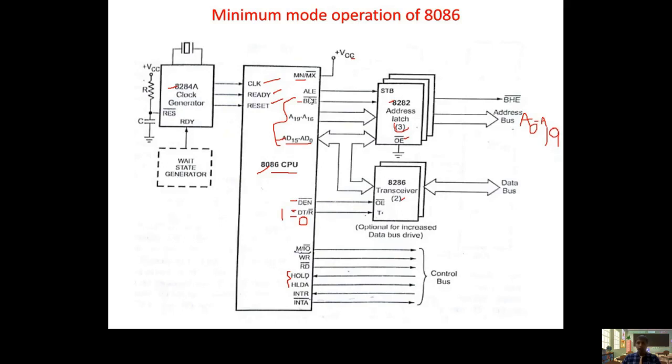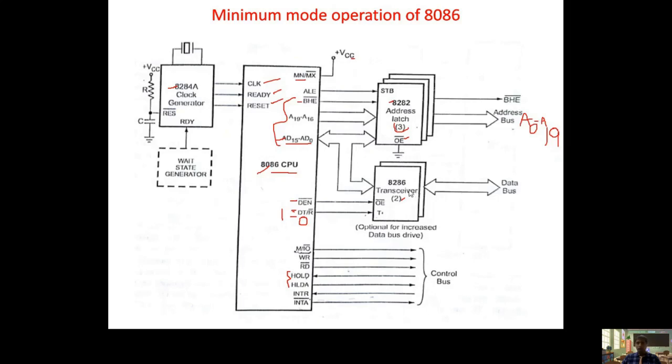Then for minimum mode selection, Mn by Mx bar should be connected to 1 or VCC. So here we have 21 multiplexed lines in 8086, and those lines are separated into pure address lines, data lines and status lines with the help of 3 latches, and each latch can separate only 8 lines. But here we have 21. For that reason, we are taking 3 latches, and each latch internally has a set of 8 D flip-flops, and all flip-flops are connected to a common point, called STB. This point is connected to ALE. Whenever ALE is high, these lines are automatically separated into pure address and data lines, and similarly address and status lines. And here OE bar should be connected to ground.